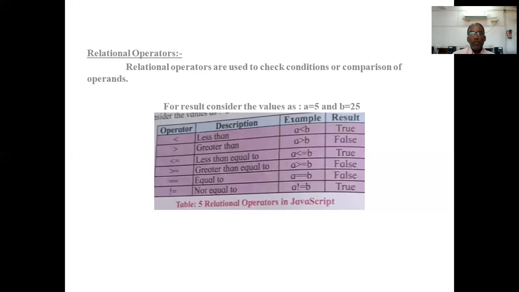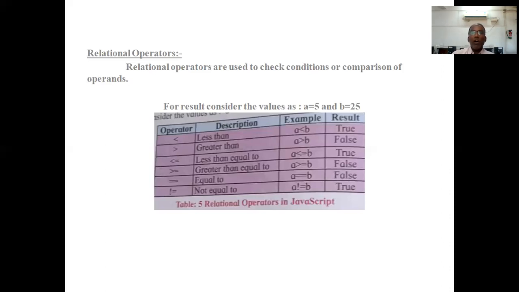Next example, A is less than equal to B. Already we have considered here A is equal to 5, B is equal to 25. So the result is true, as we have considered A is equal to 5, B is equal to 25. So the result will be true.